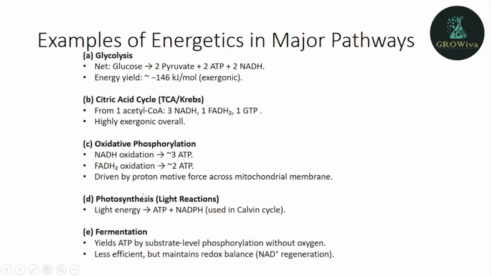Another process is photosynthesis, where in the light reactions, light energy gives us ATP and NADPH, which are further used in the Calvin cycle. After that, fermentation, which yields ATP by substrate level phosphorylation without oxygen. It is less efficient but maintains redox balance, that is, NAD plus regeneration happens in fermentation.